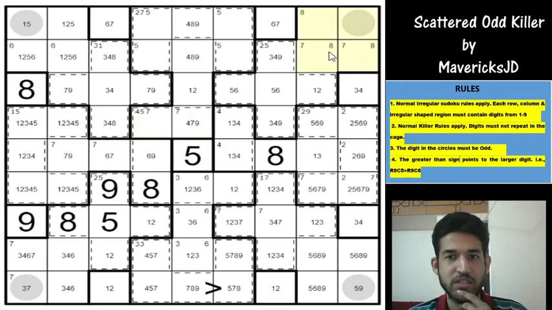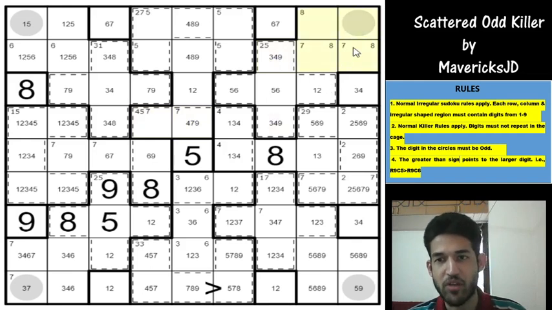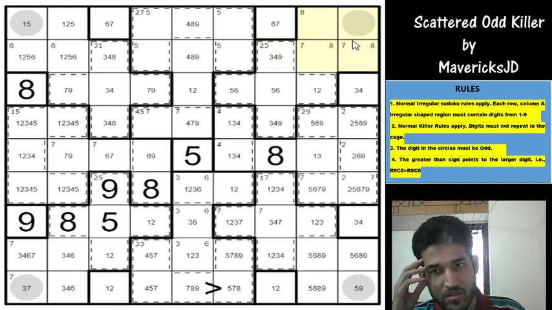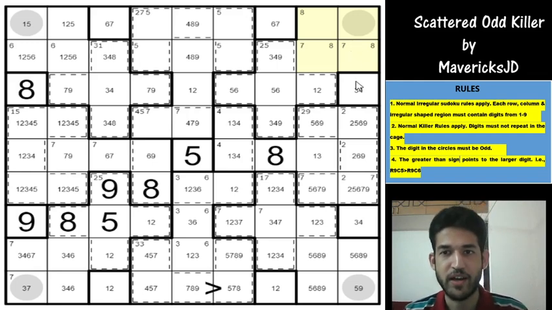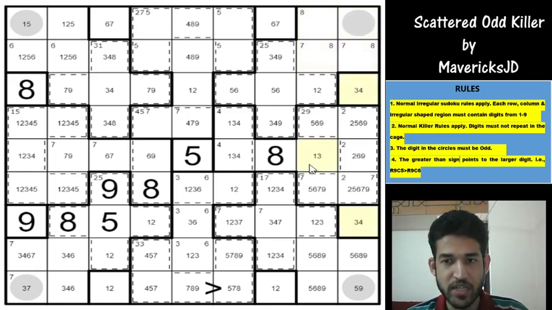Can I write any more digit here? No, 3 or 4, right? But okay, 7, 8. Okay, it's either 1 and 4 or 2 and 3. We don't know that yet, right? Oh, awesome. So 3 is in one of these two cells and 3 is in one of these two cells, right? We could have done this earlier.